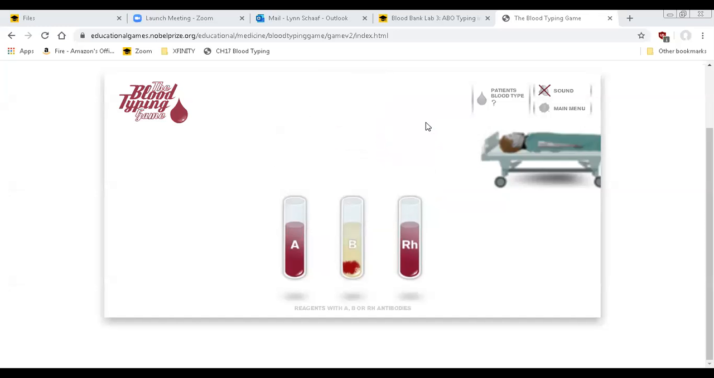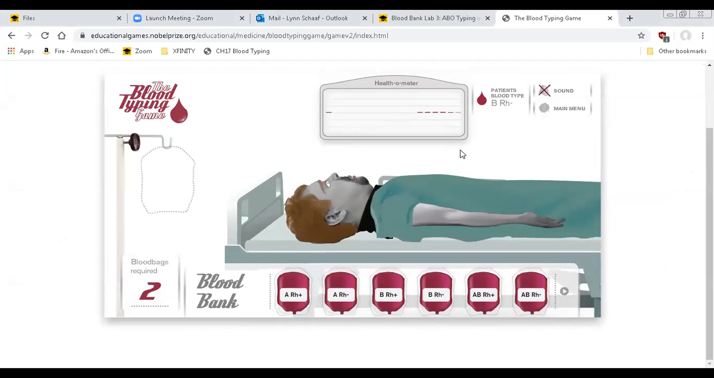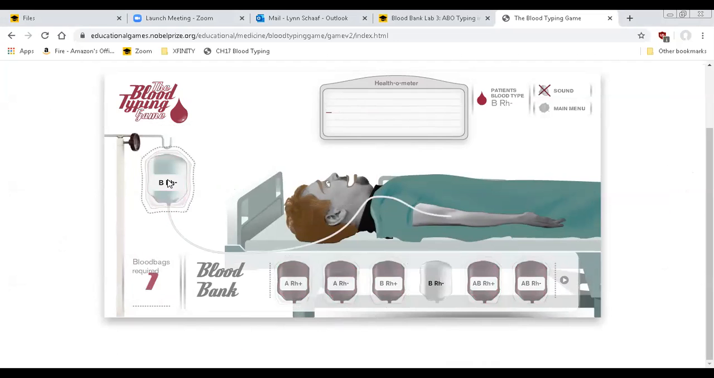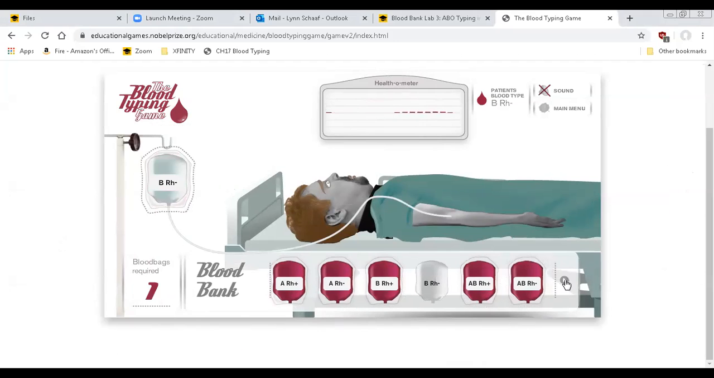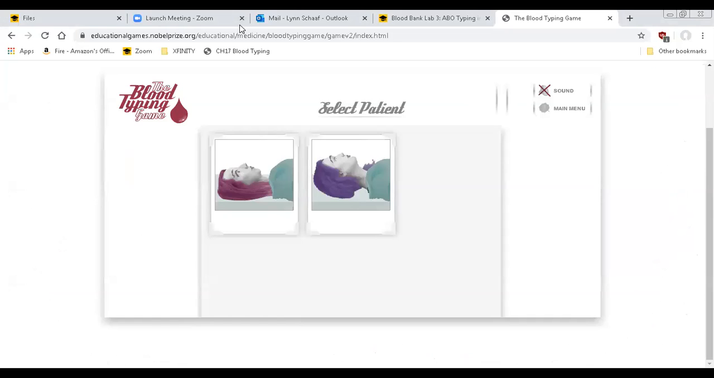Okay, so I move on. And some of them may ask, you know, the number of units that it asks for are a little bit different. So this time they're asking for 2 units. So what of these would be acceptable to give to someone who's B negative? Well, no, no, no, yes. I drag B negative. I see that I don't have another B negative, so I have to keep clicking forward. I can give O negative, that's universal donor, right? Okay, so basically those are the 2 units that I used, okay?